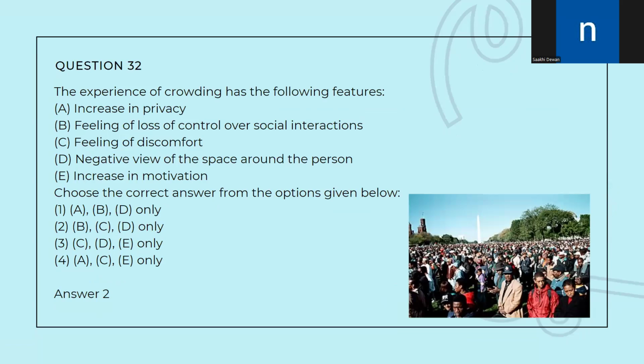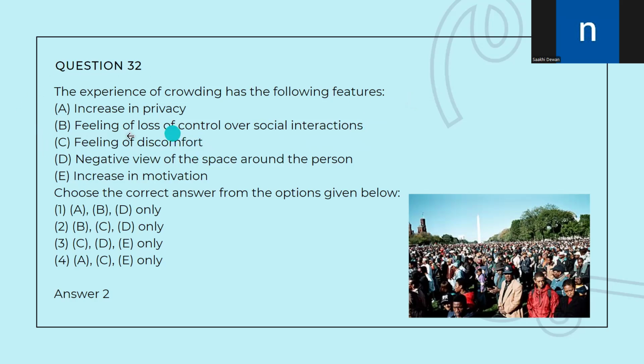Question number 32. The experience of crowding has the following features. Increase in privacy. We know that under crowding, increase in privacy does not happen. So option A is not correct. Let us move to statement number B, feeling of loss of control over social interactions. So we know that this is a part of our experience of crowding. Whenever we are in a crowd, we feel a loss of control over our social interactions.